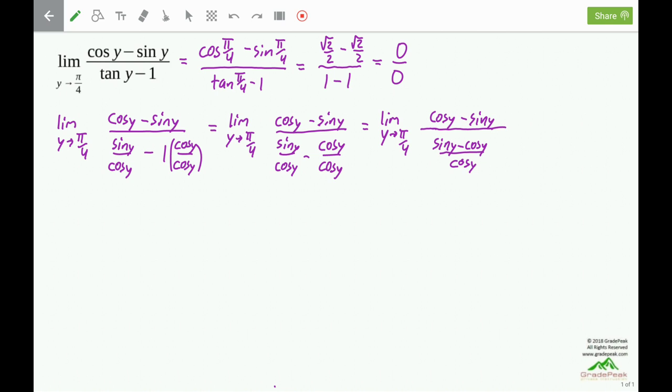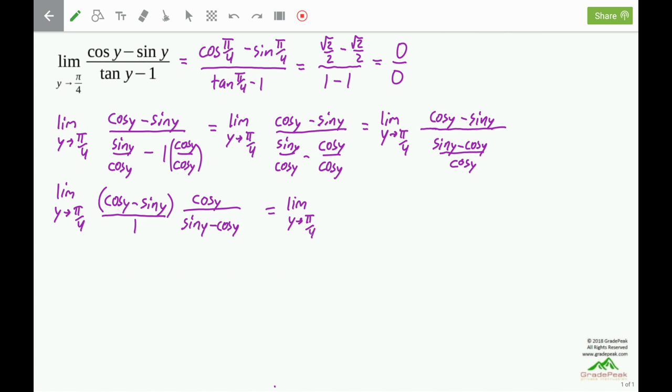The next step is to reciprocate and multiply that fraction in the denominator with the numerator. So I will have cosine of y minus sine of y quantity times the reciprocal of the denominator, which is cosine of y over the sine of y minus the cosine of y. And now I'm going to actually multiply those. We can put the first expression over a 1 to make it look like a fraction for fraction multiplication.